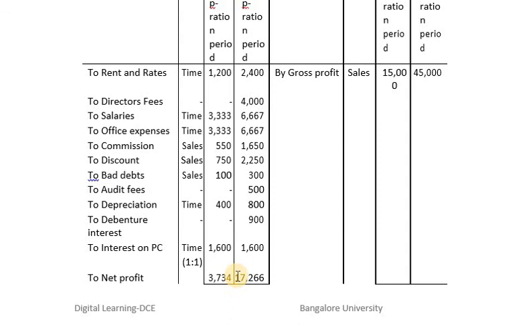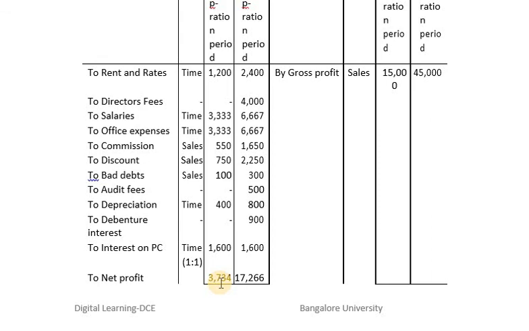Then whatever the difference you get will be the profit. In the first column, we get pre-incorporation profit of 3,734. In the second column, we get post-incorporation profit of 17,266. Pre-incorporation profit should be transferred to capital reserve, whereas post-incorporation profit is transferred to the profit and loss account. Pre-incorporation profit is a capital profit, whereas post-incorporation profit is a revenue profit.